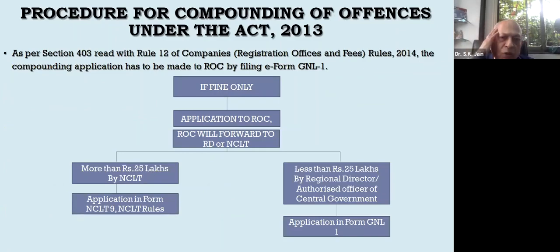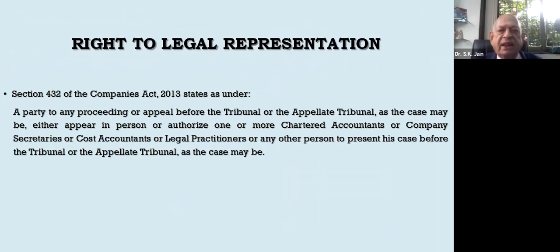Now, what is the procedure? If fine only, the application is made to ROC. ROC then will forward it to RD or NCLT. ROC will forward to RD if the amount of fine is only up to 25 lakhs, or if it is more than 25 lakhs, the ROC will file it, and it will be compoundable by NCLT. And the application in Form NCLT 9 of the NCLT rules is to be filed before NCLT.